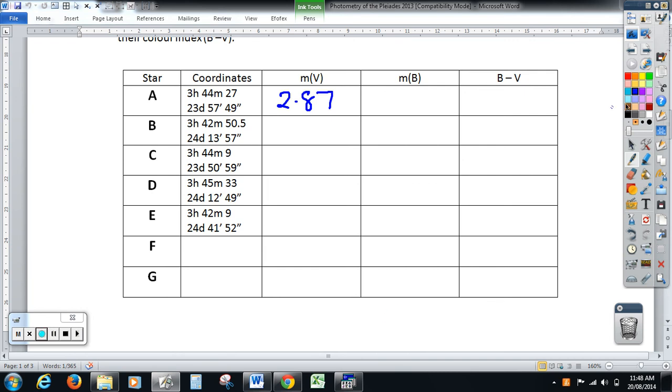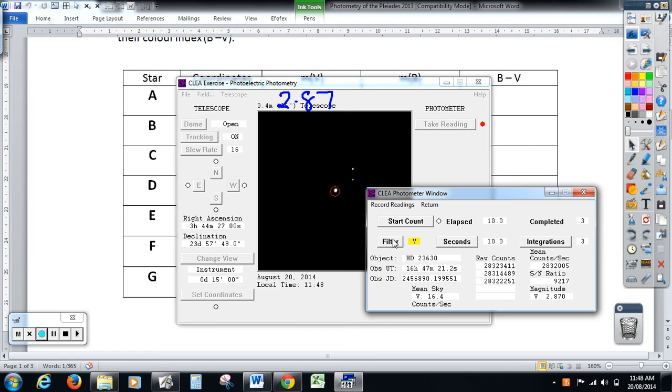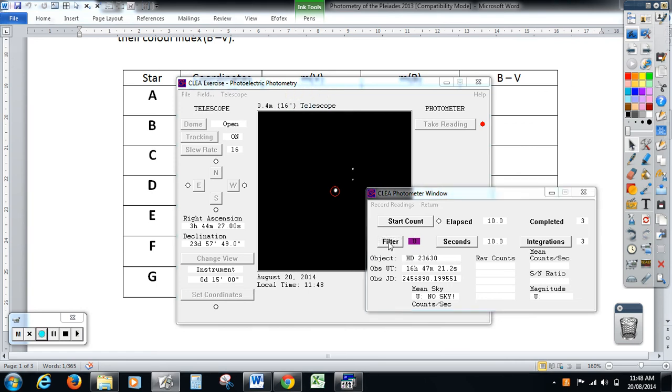Okay, now we'll go and do the blue filter. So once again, we just change the filter, and this is the ultraviolet filter, which is not done in this prac, and here's the blue filter. We do it. Once again, it's going to start counting. Oh, sorry, I've changed the integrations, which is the number of times it counts, and we start the count. So we only have 3 counts, otherwise it takes forever.